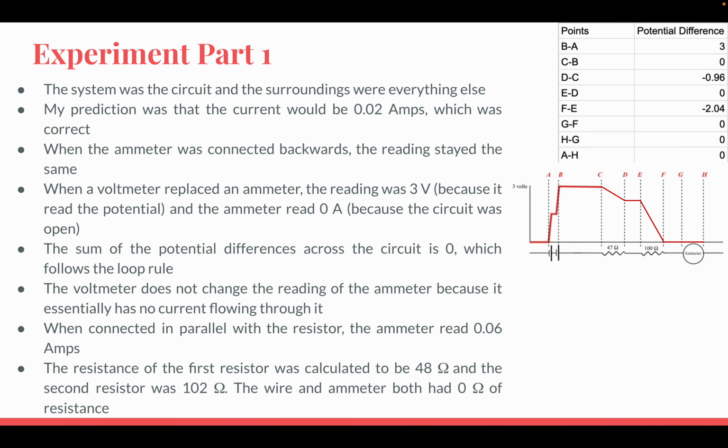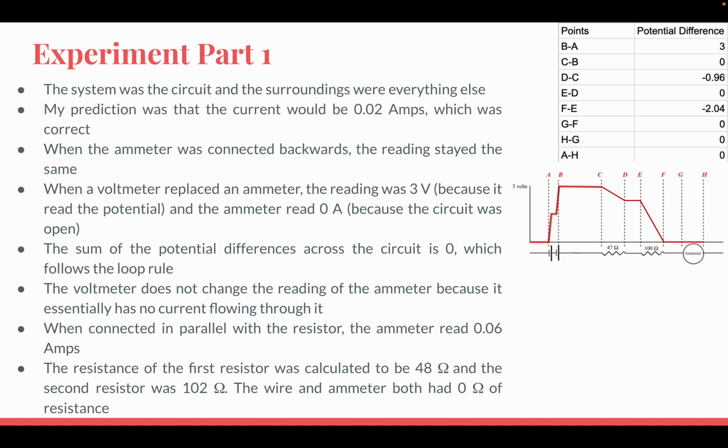So, experiment part 1. The system was the circuit and the surroundings were everything else. My prediction was that the current would be 0.02 amps, which was correct. When the ammeter was connected backwards, the reading stayed the same in my case. And when a voltmeter replaced an ammeter, the reading was 3 volts because it read the potential, and the ammeter read 0 amps because the circuit was open.